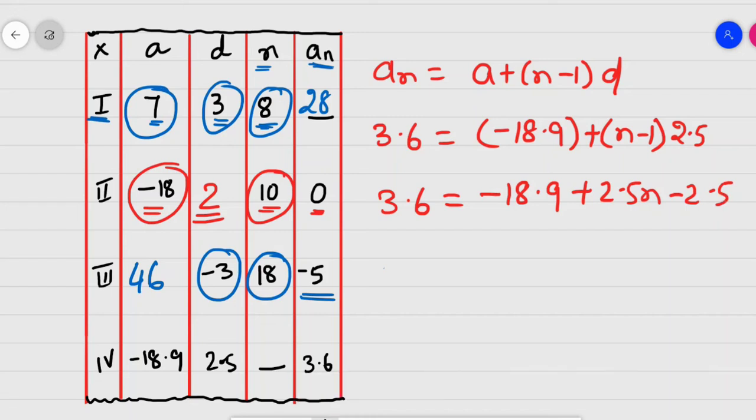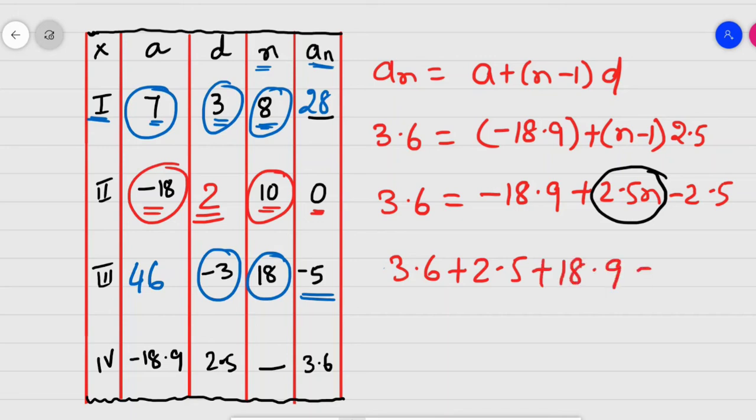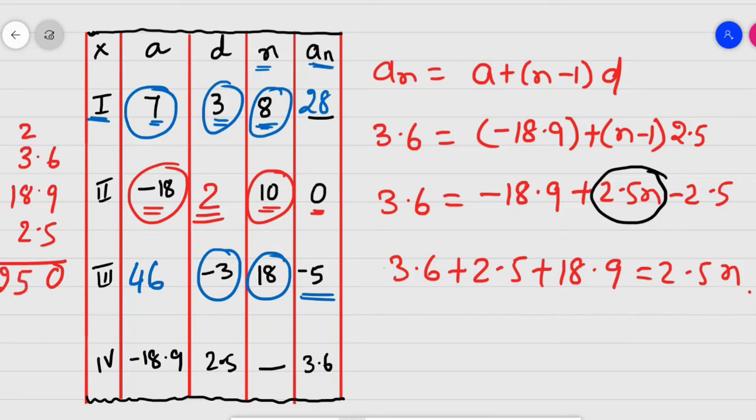Okay, keep this 2.5n here and send everything that side. Now what will you get? 3.6 plus 2.5 plus 18.9 is equal to 2.5n. Simply children, you add this. How will you add 3.6, 18.9 and 2.5? See, 6 and 9 is 15 plus 5, 20, 0, 2. 3 into 5, 5 and 8, 13, 13 and 2, 15, 5, 1 and point. So 25. So 25 is equal to 2.5n.